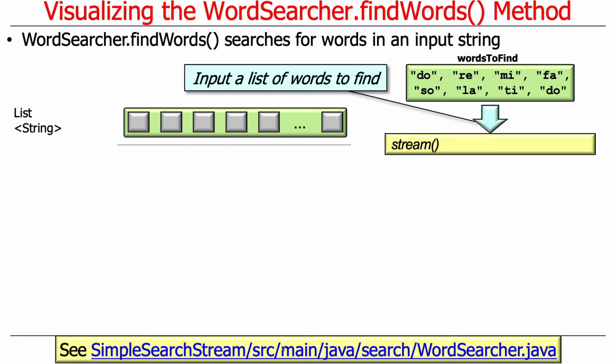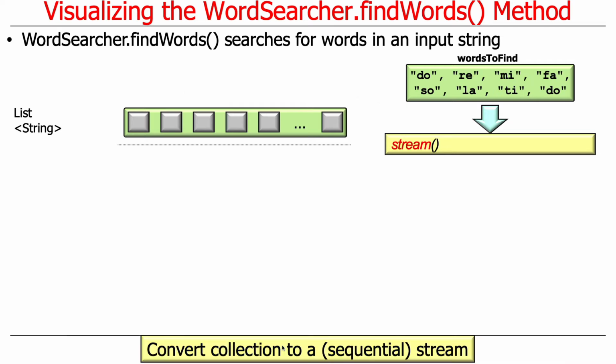So we've created a word searcher which was associated with an input string which contains the lyrics to our Do Re Mi song. And now we're going to go ahead and see how we can find the words. This example appears in the WordSearcher.java file that you can see here. What we take is a list of strings, which is the words to find, like do, re, mi, fa, sol, la, ti, etc.